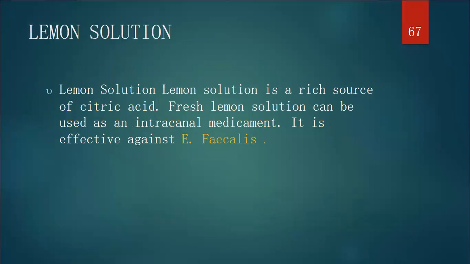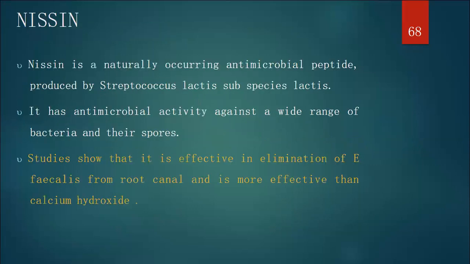Lemon solution. Lemon solution is a rich source of citric acid. Fresh lemon solution can be used as an intracanal medicament. It is effective against E. faecalis. Nisin. Nisin is a naturally occurring antimicrobial peptide produced by Streptococcus lactis subspecies lactis. It has antimicrobial activity against a wide range of bacteria and their spores. Studies show that it is effective in elimination of E. faecalis from the root canal and is more effective than calcium hydroxide.